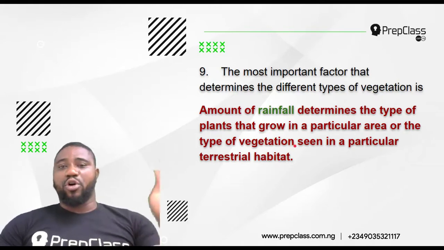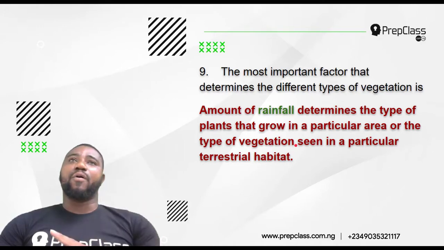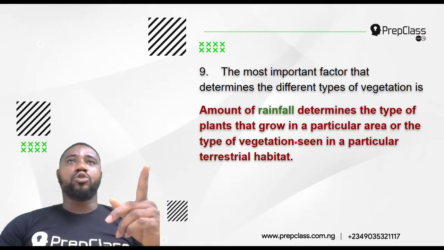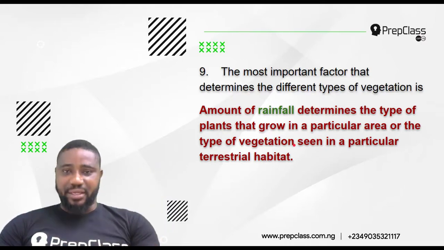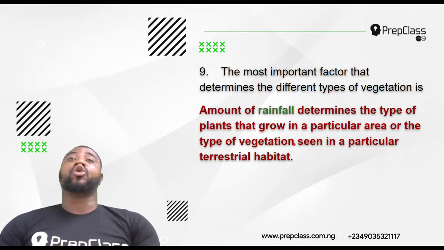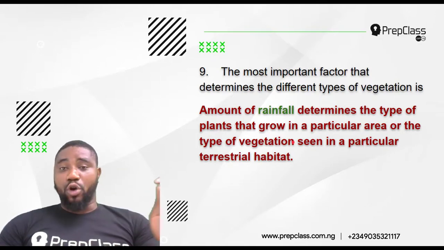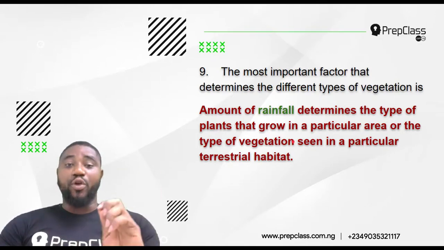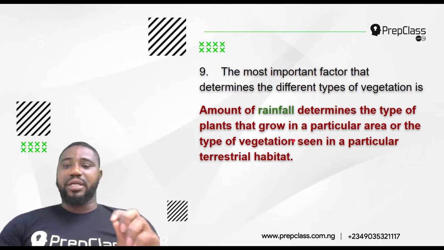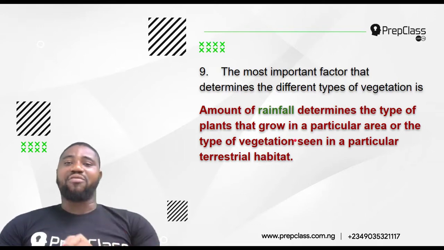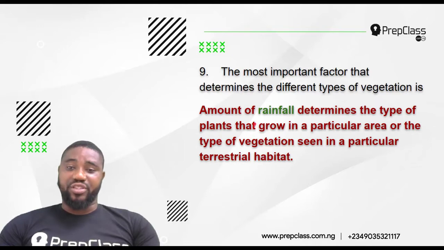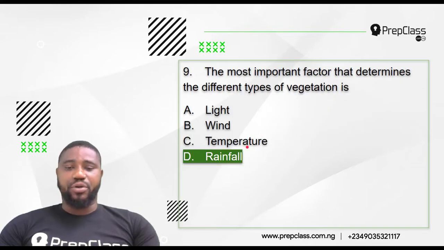We cannot go up north now, let's say you go to Sokoto, or you go to an area like Yobe in Nigeria, and you say you want to start growing plantain, or you want to start planting tree crops like oranges and the rest of them. They may not do very well there. Why? Because rainfall is very low. So rainfall usually affects the kind of vegetation cover in a particular terrestrial habitat. So the answer is rainfall.